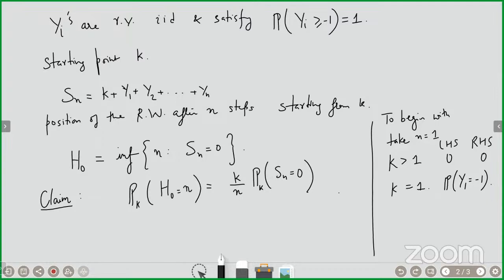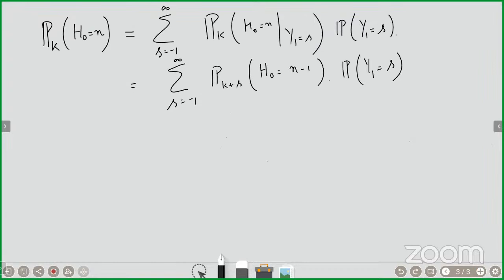What is the induction hypothesis? I'm going to prove this by induction on n. For n equal to 1, I've shown you that this is true. Now I can use this for any n, assuming that the result is true for n minus 1. So by doing this, I simply come back to a new starting point and n minus 1 steps. This should give me that it is equal to k plus s divided by n minus 1.